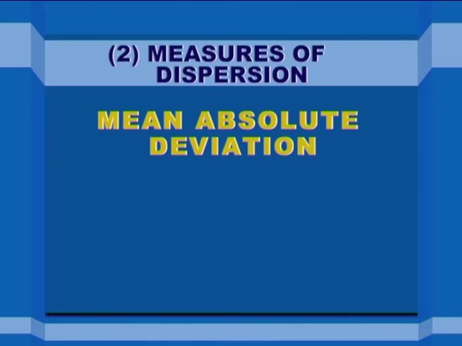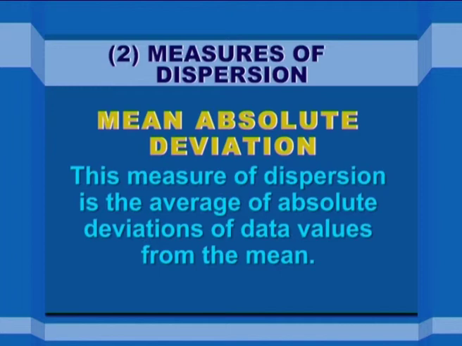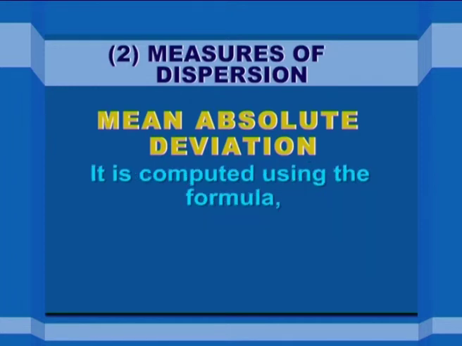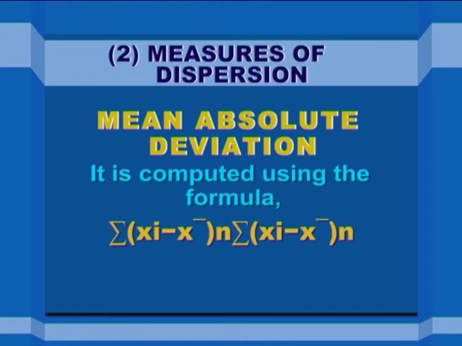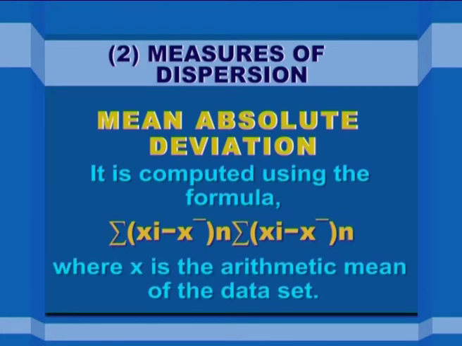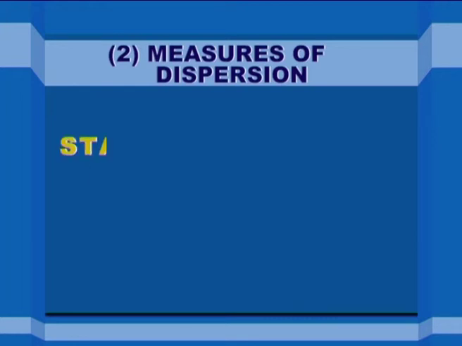Then we have mean absolute deviation. This measure of dispersion is the average of absolute deviations of data values from the mean. It is computed using the formula shown on the screen, where X̄ is the arithmetic mean of the data set.